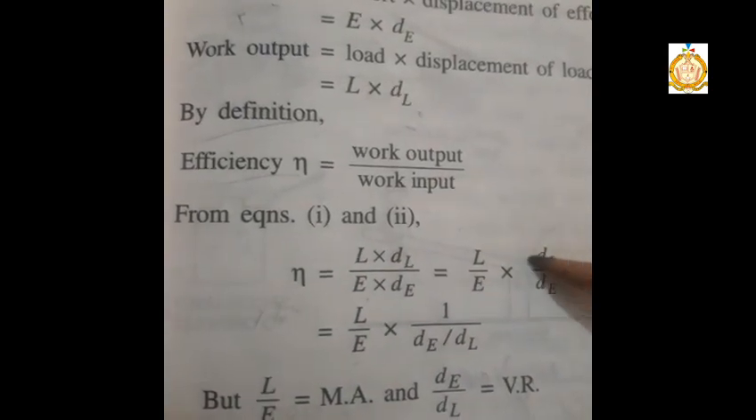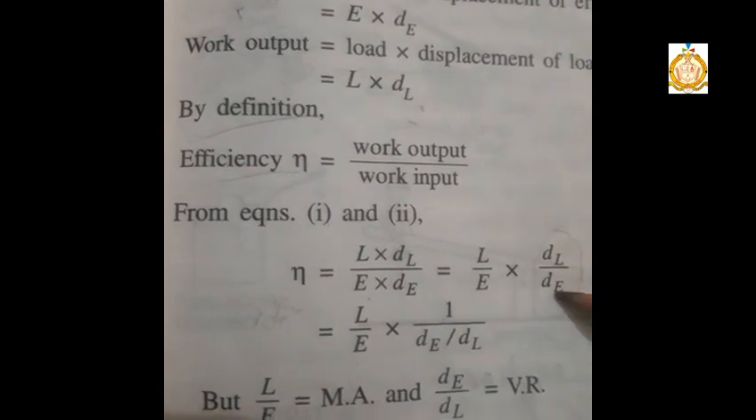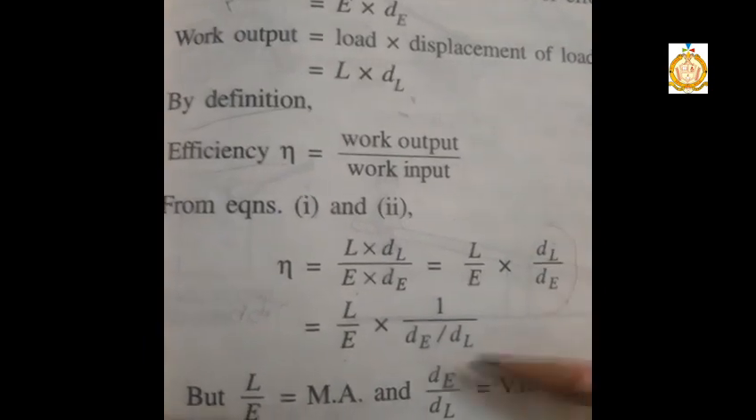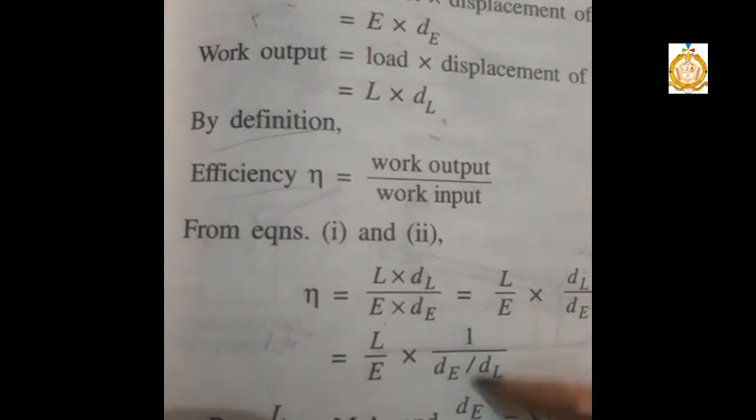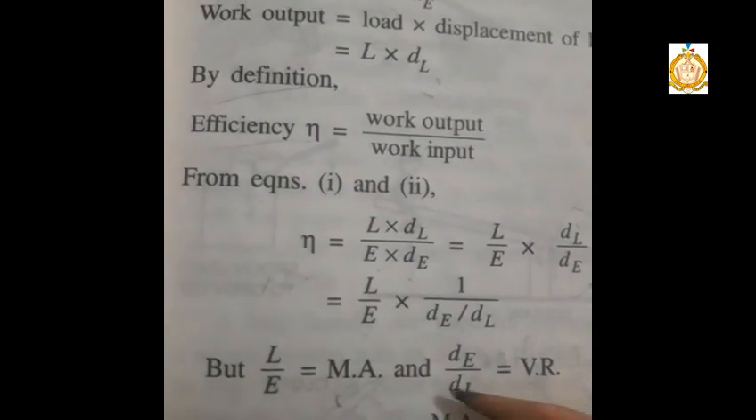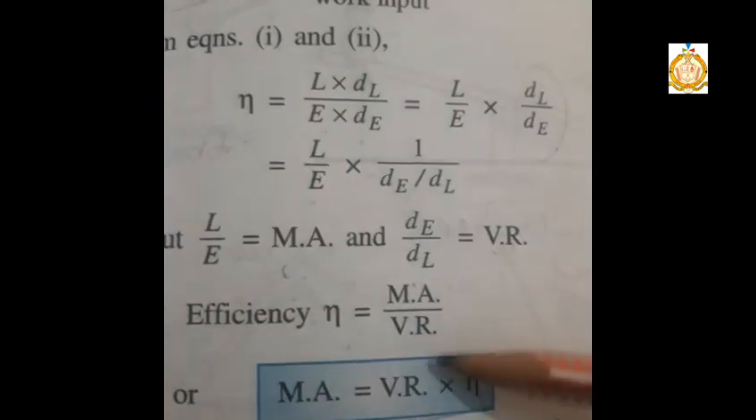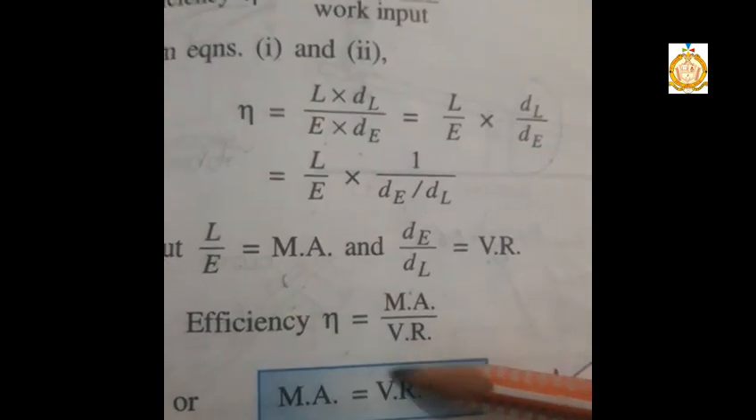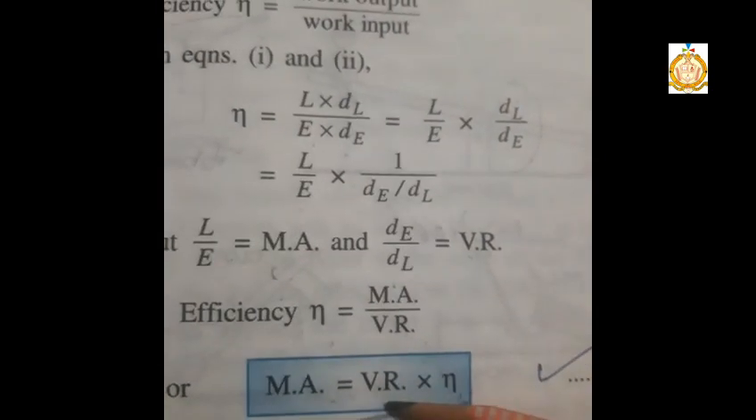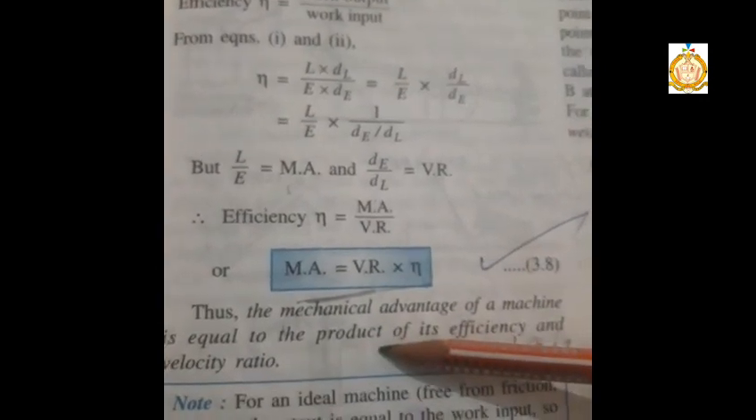सो अगर इसका रेसिप्रोकल करें, व्हाट इज डी ई? वेलोसिटी रेशियो का फॉर्मूला क्या होता है? डी ई अपॉन डी एल. सो इसलिए वेलोसिटी रेशियो को रेसिप्रोकल कर दिया है. सो एल अपॉन ई क्या हो गया? मैकेनिकल एडवांटेज. वेलोसिटी रेशियो क्या हो गया? डी ई अपॉन डी एल. सो इफ यू पुट ओवर हियर, देन एफिशिएंसी इज इक्वल टू मैकेनिकल एडवांटेज अपॉन वेलोसिटी रेशियो, then cross multiply, you will get mechanical advantage is equal to velocity ratio into efficiency. So my dear students, read the topic up to here and try to solve the exercise.